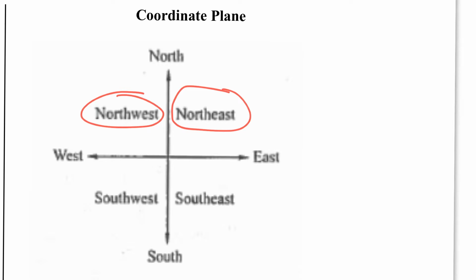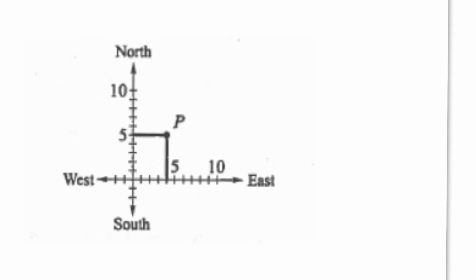Northwest would be the second quadrant. This is quadrant 1, quadrant 2. Southwest was quadrant 3. Southeast is quadrant 4. So in this picture here, we have point P, which is 5 units east and then 5 units north, or you could say north first and then east. So it's in quadrant 1. You could say that P is northeast of the starting point. And to get there, once again, you go 5 units north and 5 units east in quadrant 1.